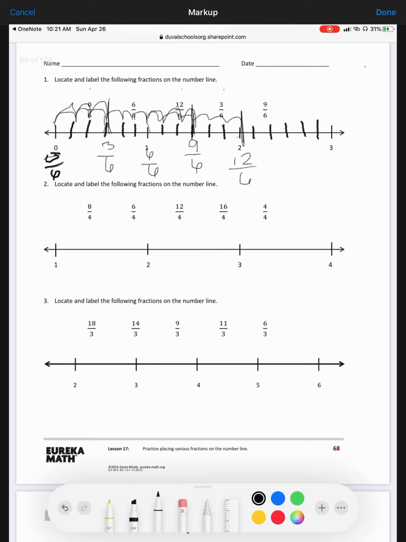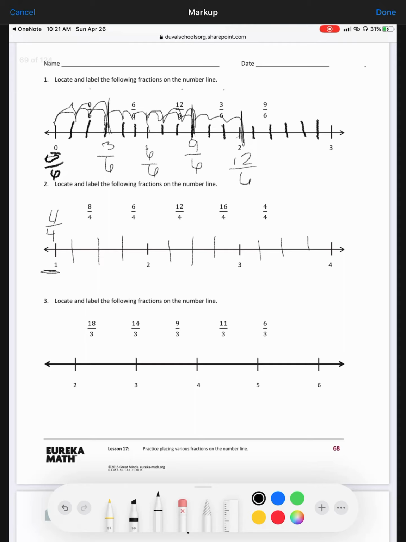What's our denominator? 4. So we're going to be breaking each piece between the whole numbers into 4 pieces. So that's broken into 4. What you need to look at and pay attention to is what are we starting with here? We're not starting with 0. We're starting with 1. We know that 1 is equal to 4 out of 4. So let's look at what they want us to label.